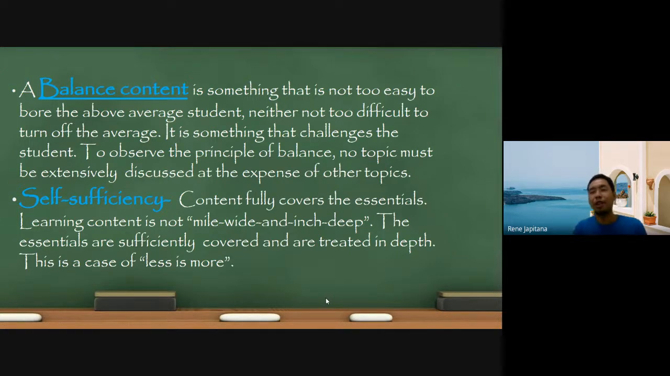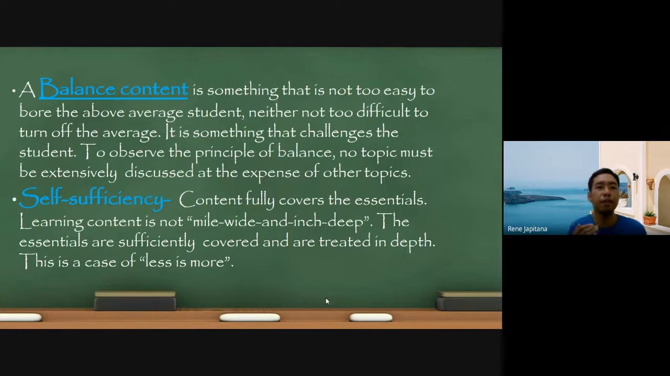So that is a difficult task of a teacher when you are in the heterogeneous class. What do you mean by heterogeneous? These are classes composed of different learning abilities of our learners. There are fast learners, average learners, and also slow learners. So that is the diversity of learners that we have in the class.